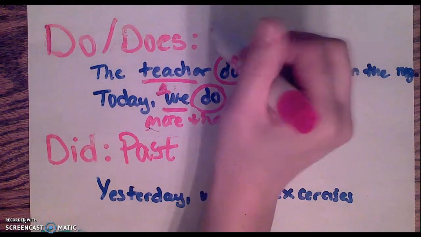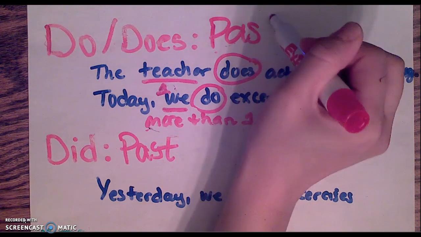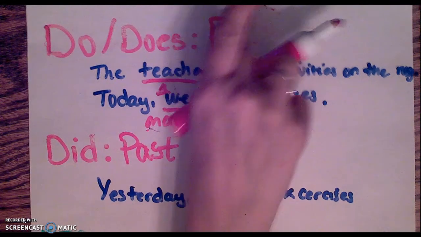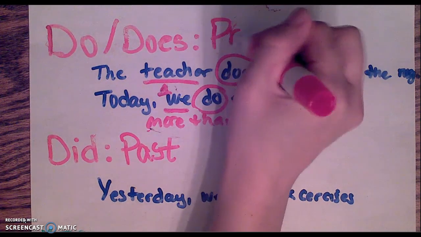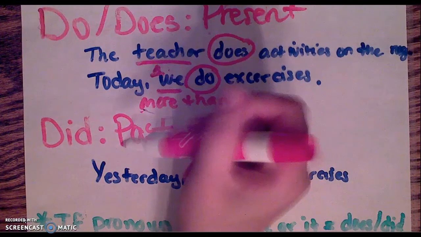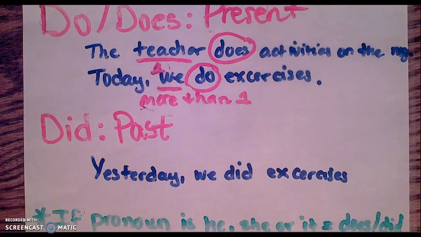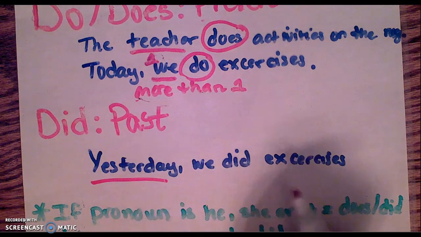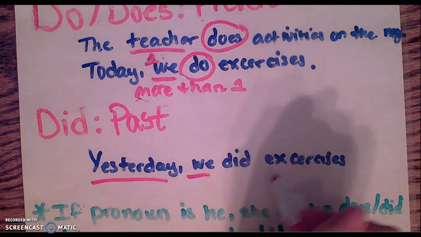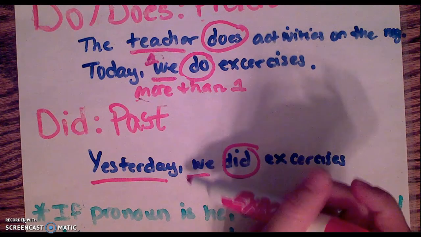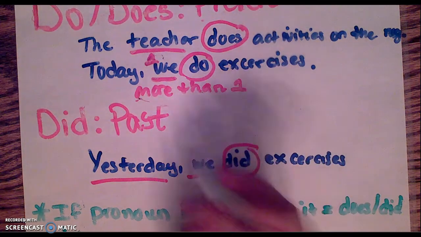Now, so do and does is in the present. Oh, not past, present. Did is in the past. So present means it's happening right now. Past means it has already happened. You can have code words like yesterday. Yesterday, we did exercises. So here, we is more than one.